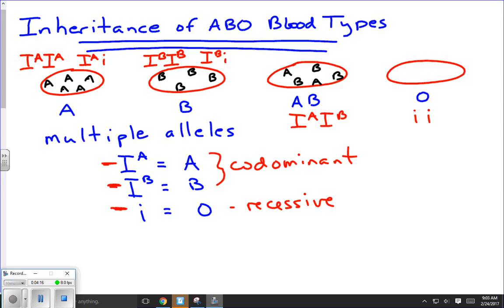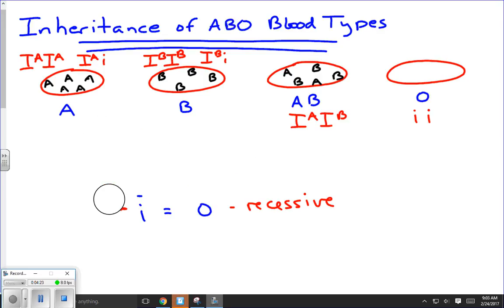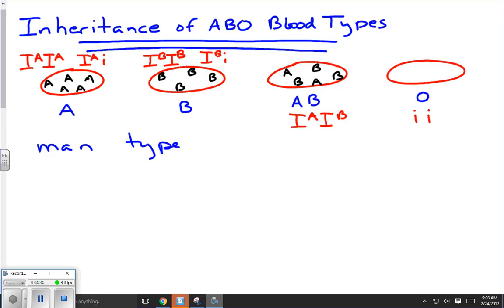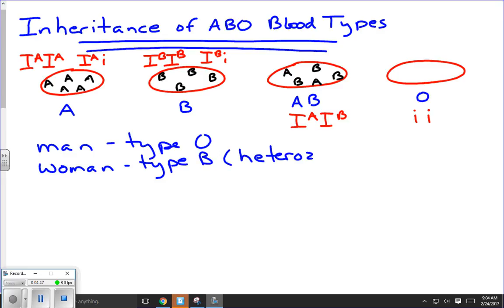So let's take a look at some fairly straightforward scenarios of some genetic crosses involving blood types. Let's say that we have a man who is type O and a woman who is type B, and we're going to assume that she is heterozygous.